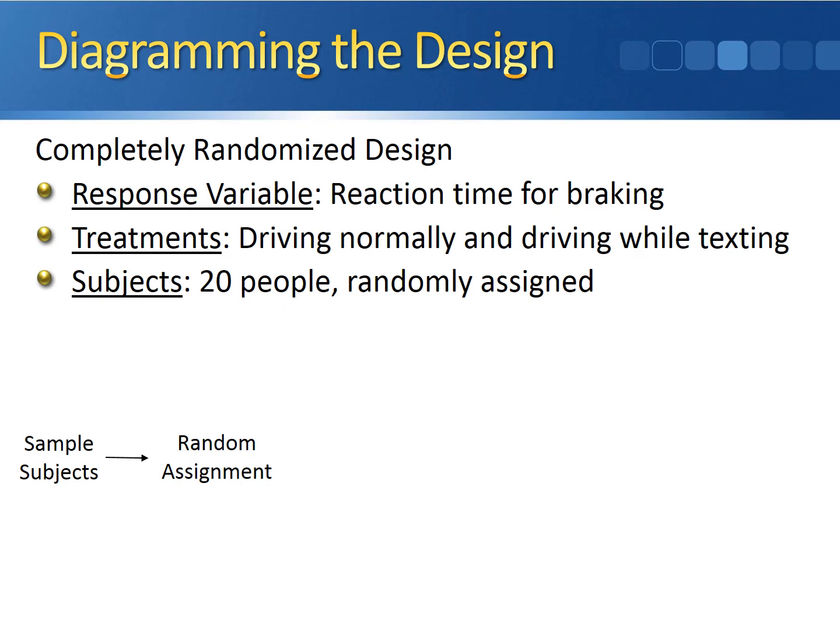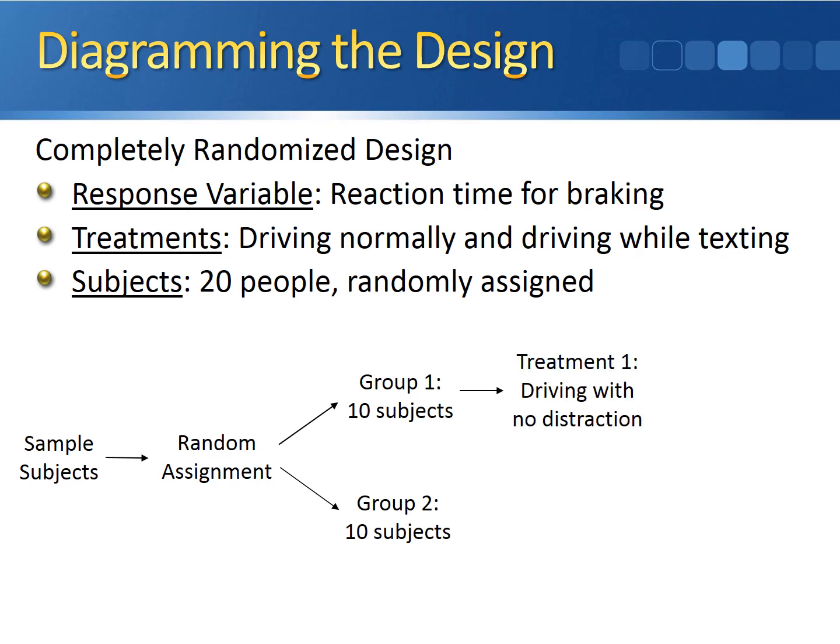In the random assignment, for this case, 10 people are going to be randomly assigned to group 1, and the other 10 people are randomly assigned to group 2. We want the sample sizes in each group to be the same. The people in group 1 are then assigned to drive with no distraction, while the people in group 2 are told to text while behind the wheel of the simulator.